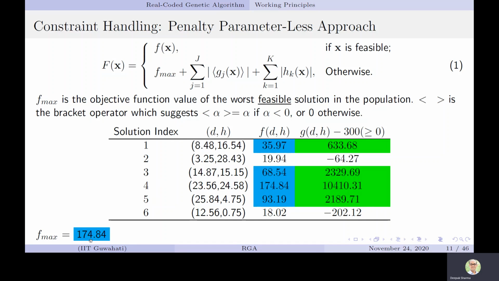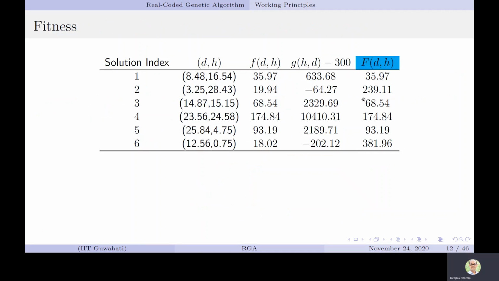What is Fmax? 174.84, plus what is the constraint violation? The constraint violation is 64.24 for solution number 2. So we have to add them. This minus will become plus because we have to take the mod, and you will get the fitness as 239.11. Similarly, solutions number 3, 4 and 5 are feasible, so the objective function value and the fitness value are the same.